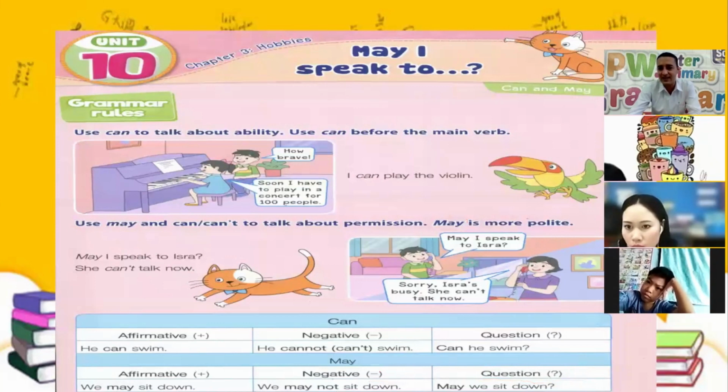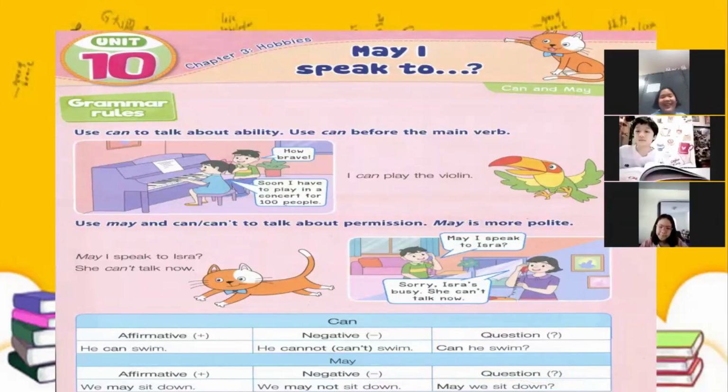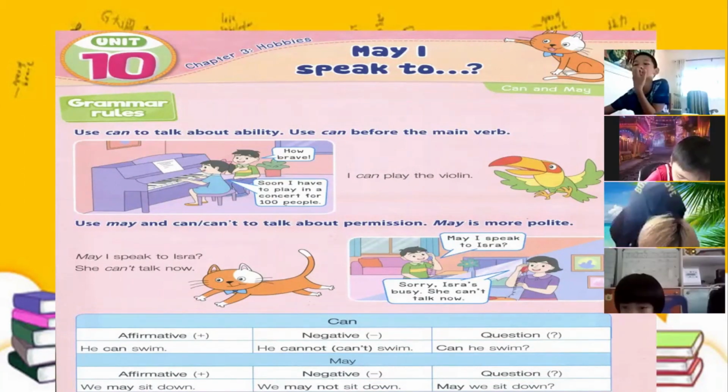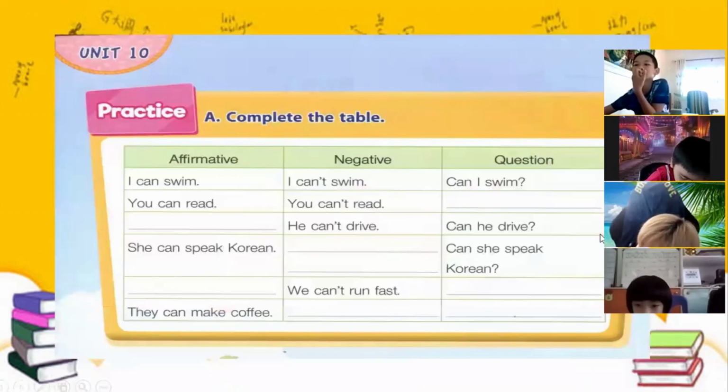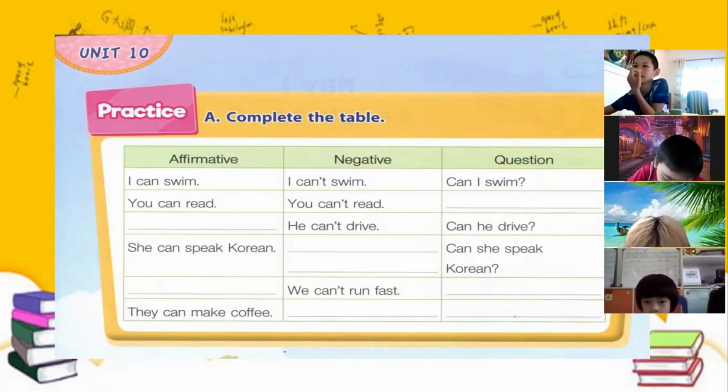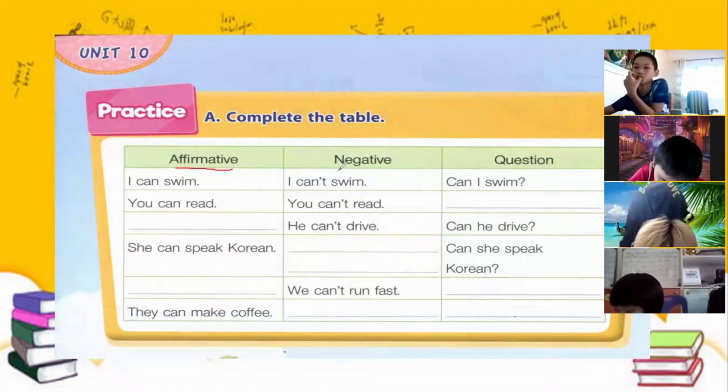All right, students, do you understand the rules? Where you have to use, where you can use may and can. Okay, now let's move to have a little bit of practice. So the first table here, we actually already solved in our last class. So here we have the sentences: affirmative sentence, negative sentence, and then questions.